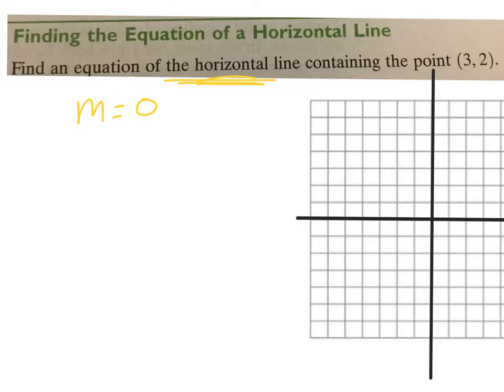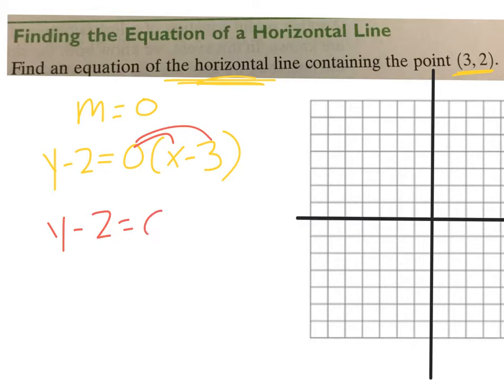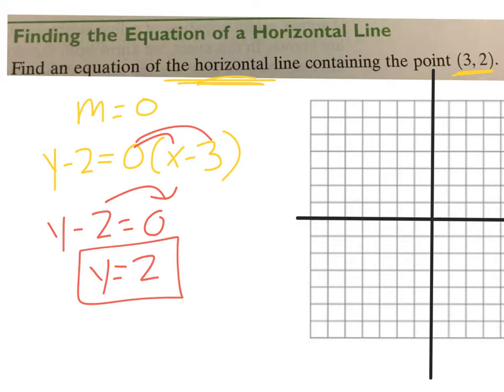And then I know a point that exists, (3, 2). So what's known? A point and the slope. So I can use point-slope form, which is y minus y1 equals m times x minus x1. You distribute this out. 0 times these things is 0. So I get y minus 2 equals 0. That gives me the equation y equals 2. So you knew a point and you knew the slope, so you could use point-slope form.